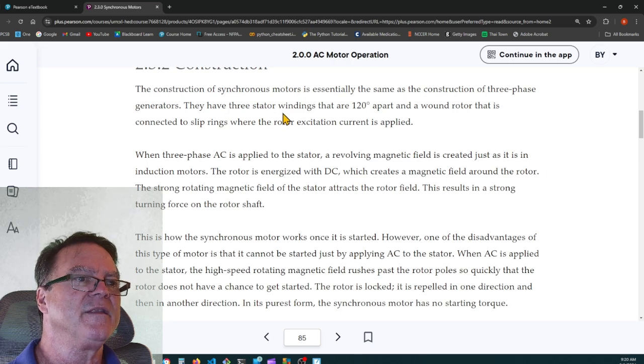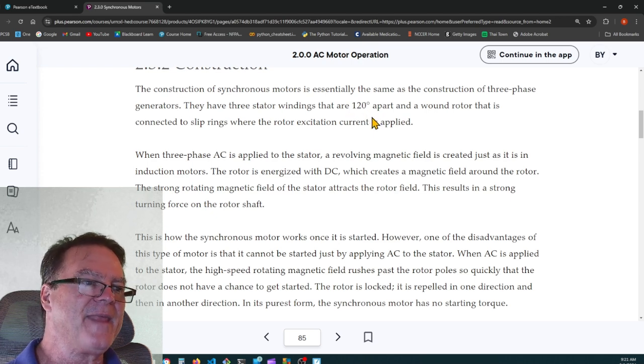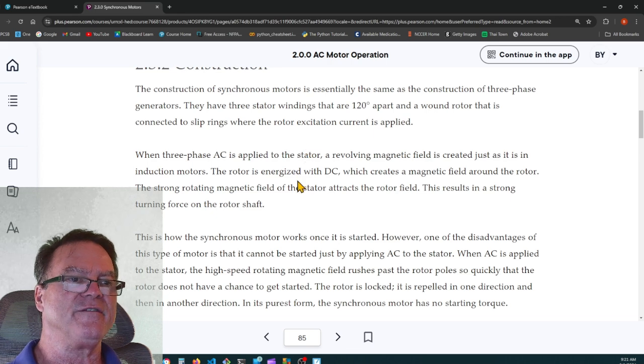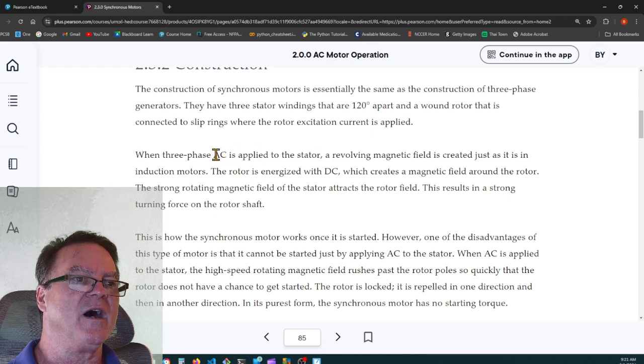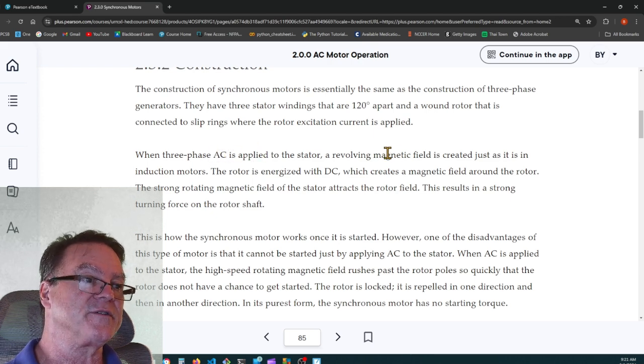All right. You have three stator windings that are 120 degrees apart and a wound rotor that is connected to slip rings where the rotor excitation current is applied. So the stator windings are 120 degrees apart. That's true of all of these polyphase motors. Any three-phase motors we're talking about, the stator windings will be set at 120 electrical degrees apart.